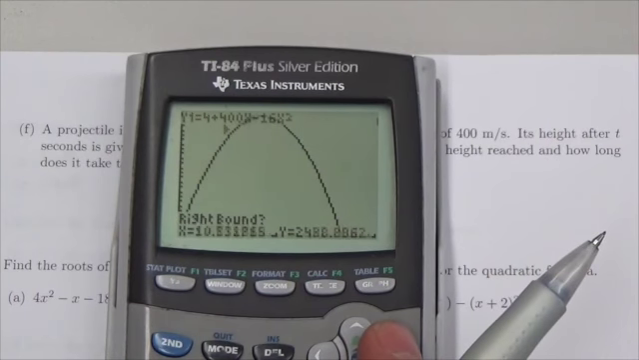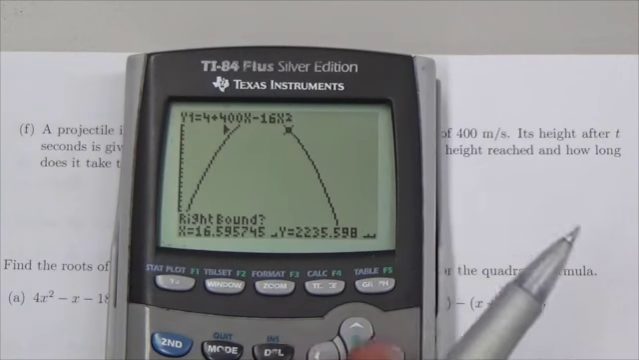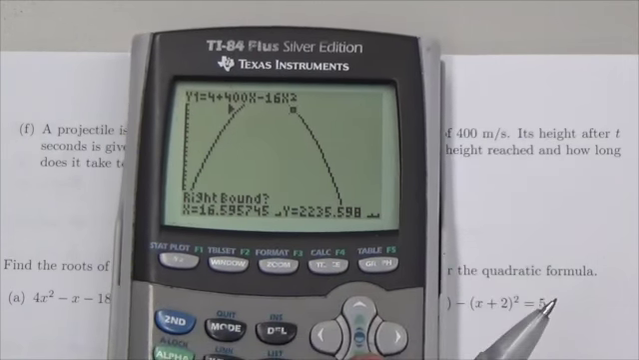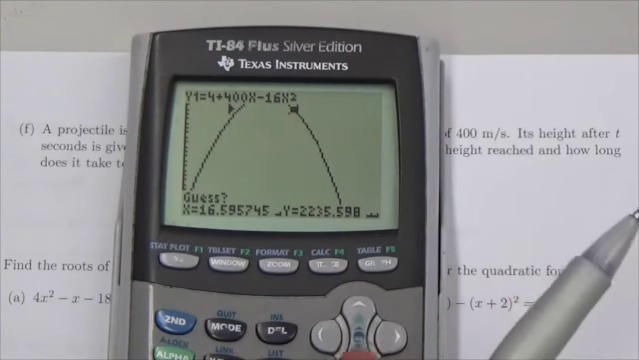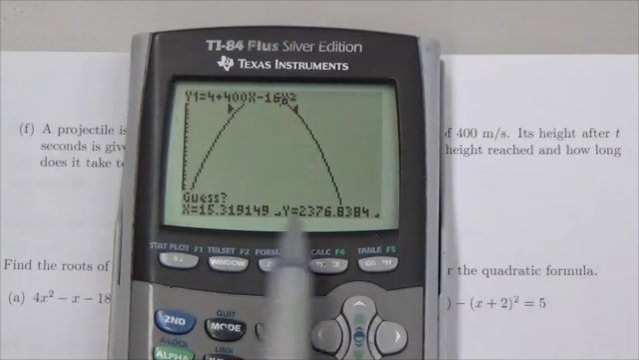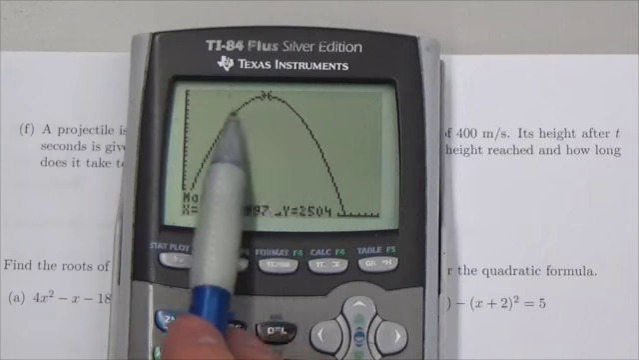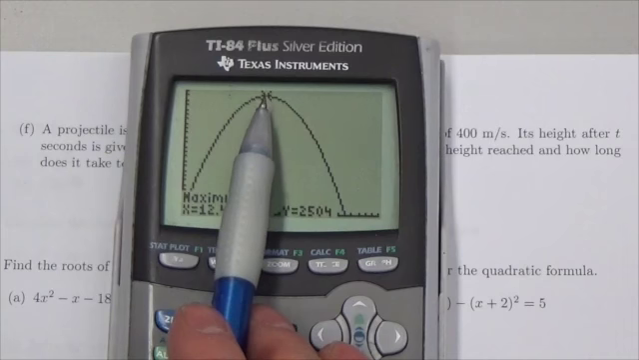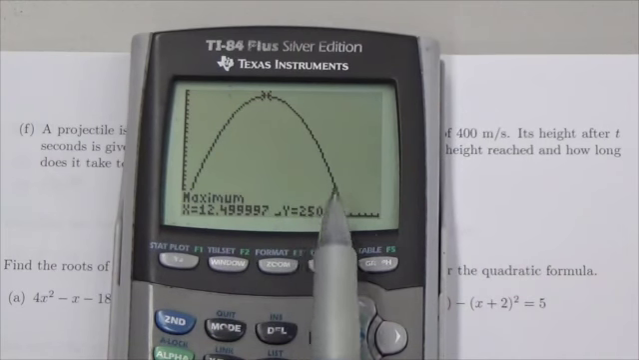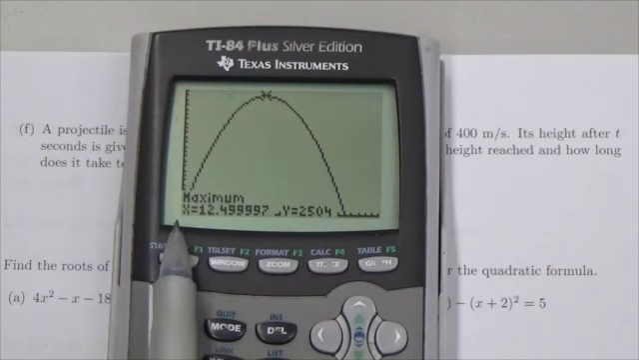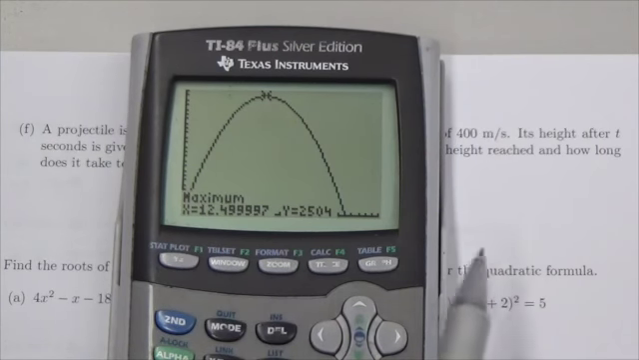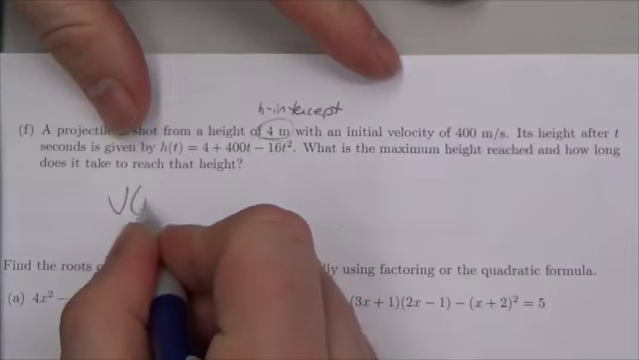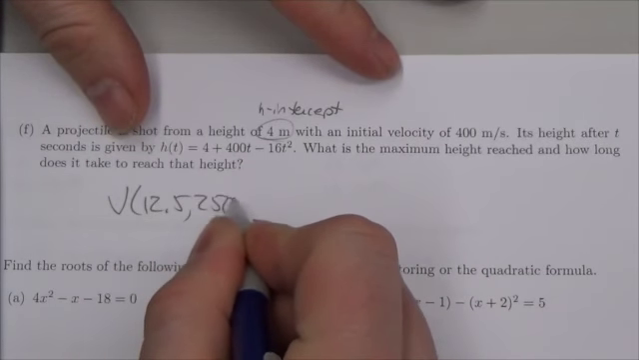Now it's asking me for a right bound, so I'm going to move the cursor so that I am definitely to the right. I'm not using the up down keys, I'm just using the left and right keys here. Press enter, it puts another little triangle there. Now it's asking for a guess. Don't worry about the guess there, just press enter to get past that. What the calculator does is it bounces back and forth between those two triangles that we put there until it finds the point along this graph with the largest y coordinate. And so our answer here is 12.5 comma 2504. So our vertex here was 12.5 comma 2504.